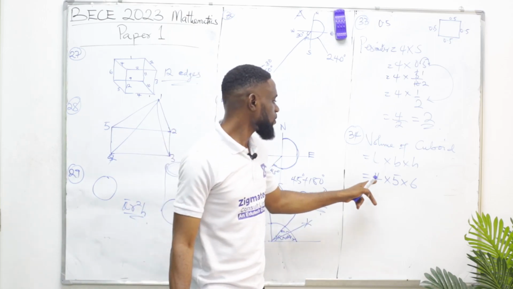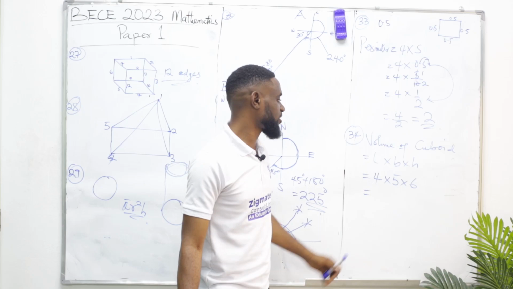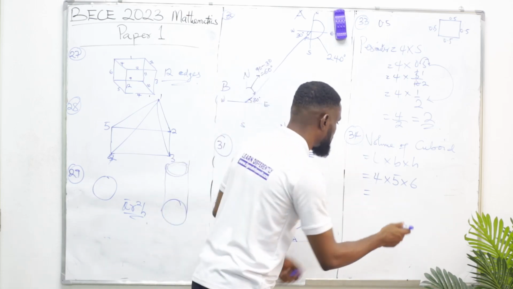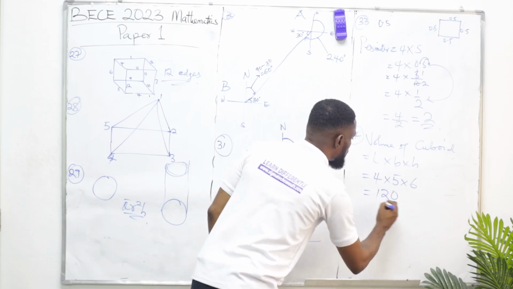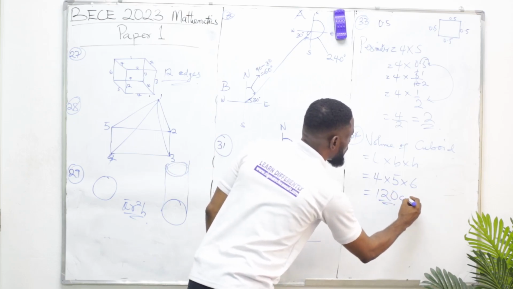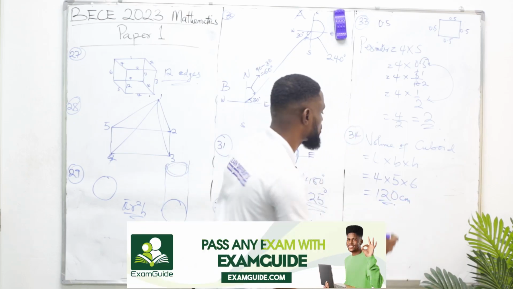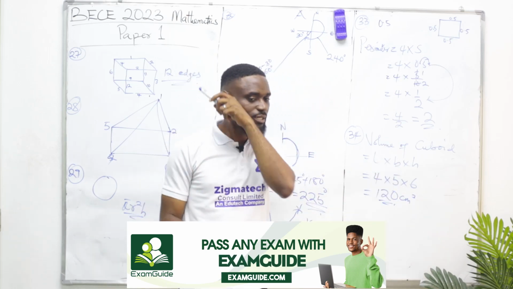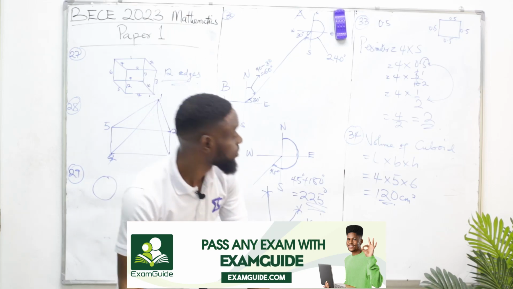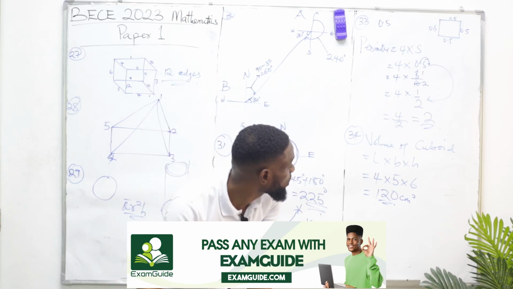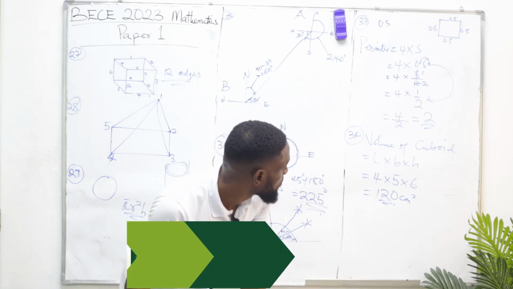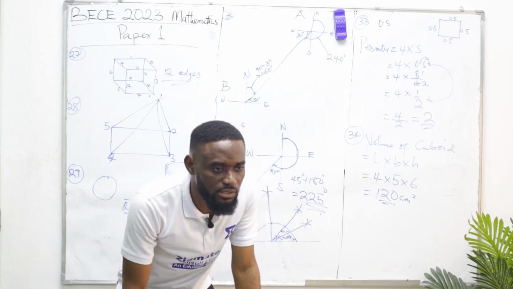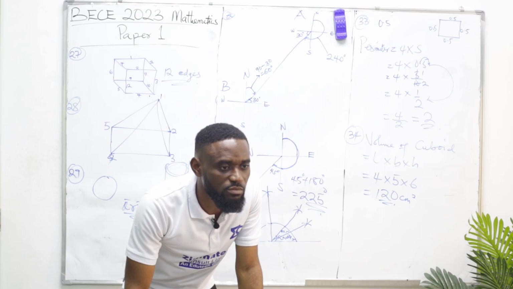So 4 times 5, you know 4 times 5 is 20. 20 times 6, I think that is 120. 120 cm cube. Is it given? So cm cube. Remember, is volume we are talking about. So we have 120 cm cube. All right. So 20, yes. 20 times 6, 120. All right. So 120 cm cube, that's option D.